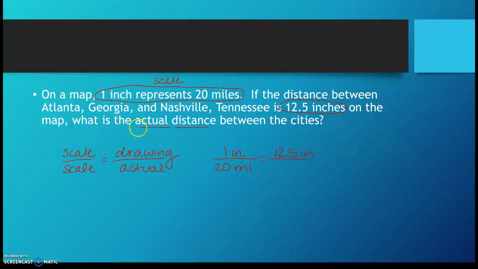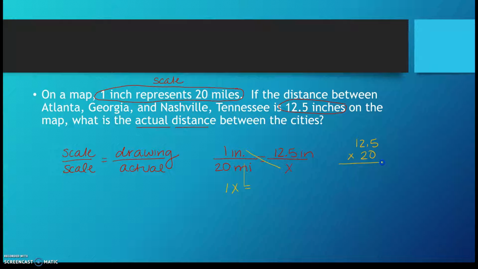And that means, it says, what is the actual distance? So I know actual is on the bottom, so I'm going to put an X. Now, again, we solve with a proportion. So 1x, or just x, equals 20 times 12.5. Well, I can't do that one mentally.